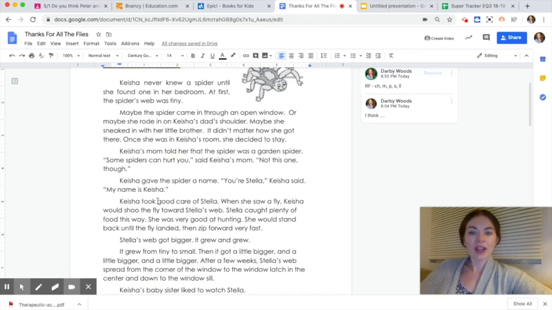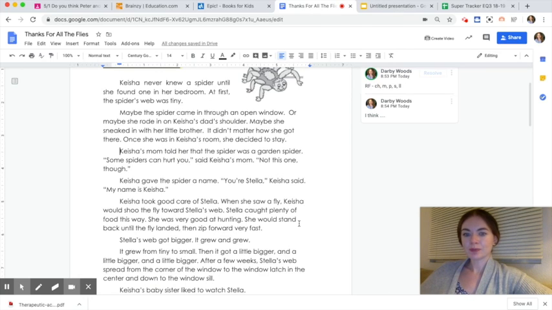Keisha took good care of Stella. When she saw a fly, Keisha could shoo the fly towards Stella's web. Stella caught plenty of food this way. She was very good at hunting. She would stand back until the fly landed, then zip forward very fast.